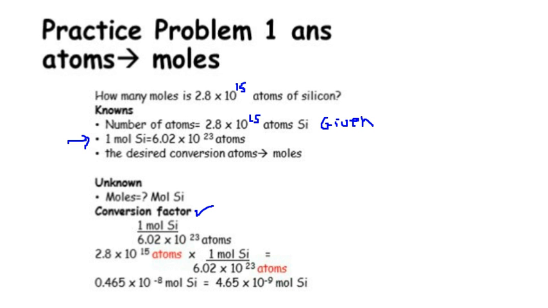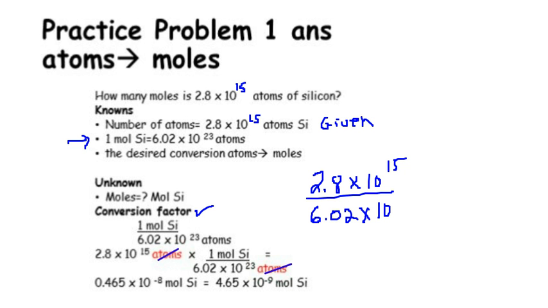We start with our given here, times 1 divided by 6.02 times 10 to the 23rd. We want atoms to cancel out, so that's why we put this on the bottom. If we had moles here, we would have moles on the bottom. Atoms cancel out, and we would have 2.8 times 10 to the 15 divided by 6.02 times 10 to the 23rd.